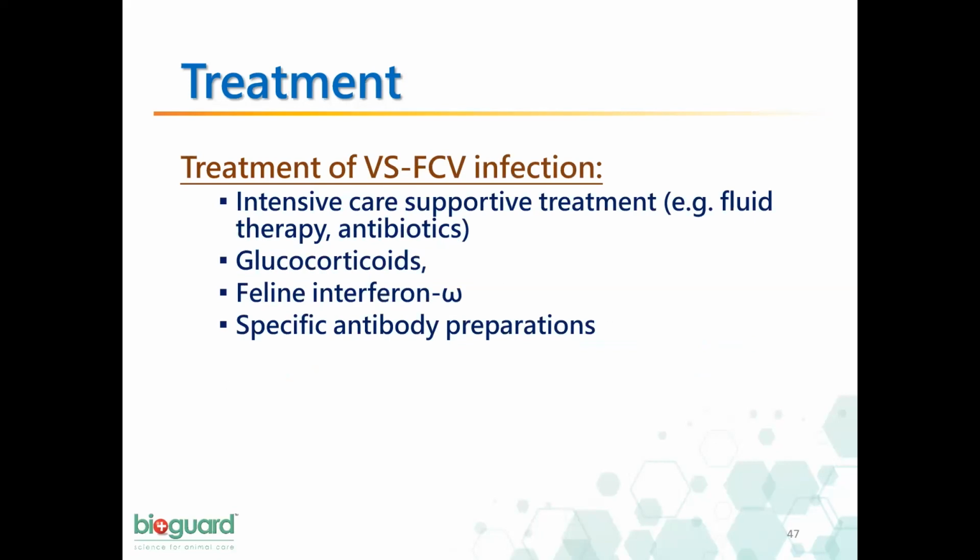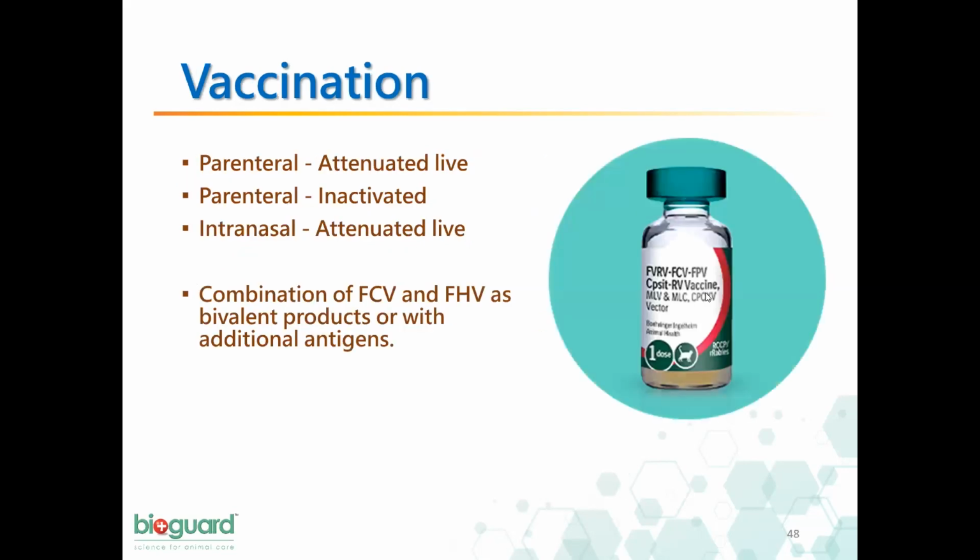In case of epidemic situations such as VS-FCV infections, this is more severe, where cats need more supportive care through intensive care units, where fluid therapies, IVs, and broad spectrum or specific antibiotics should be given to the cats. Supportive treatment can be through glucocorticoids, or feline interferon omega can also be given, depending on the severity of the epidemic.